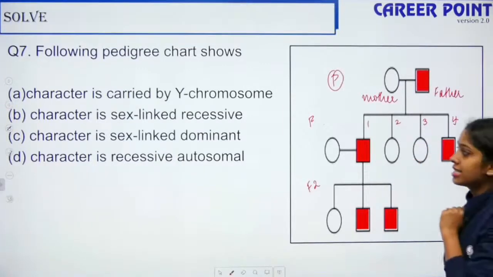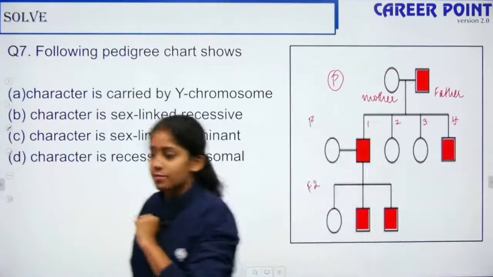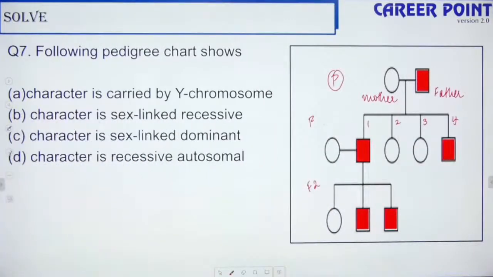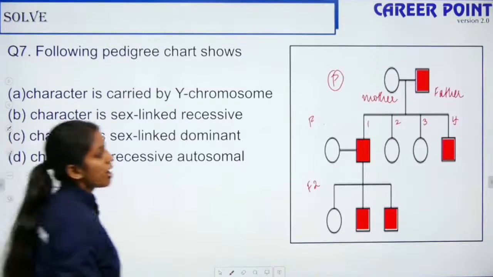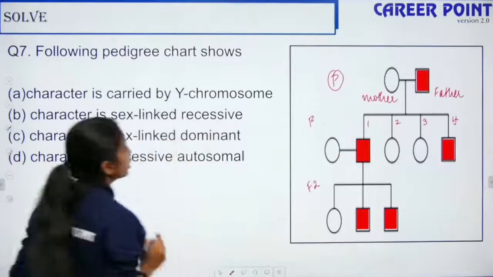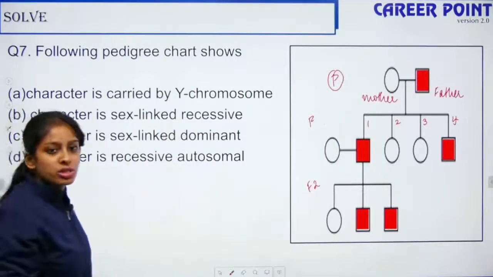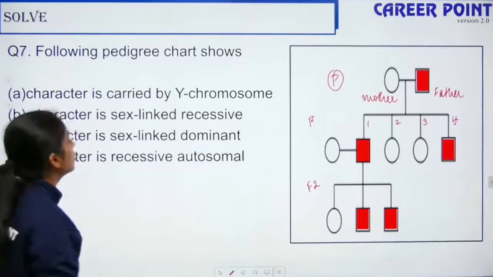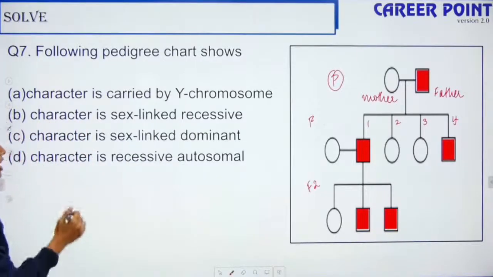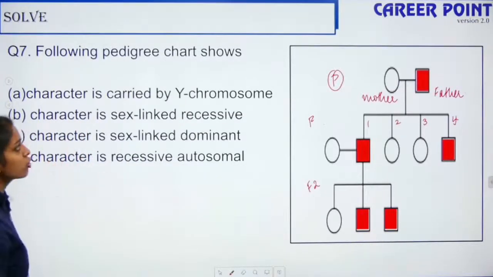So the character is sex linked, which one? Yes, it is sex linked. Okay, so here it is dominant because one parent is affected, right? So it is very clear, if one parent is affected, then it is a dominant condition. But from father, it is only moving to sons. It is not moving to daughter, right? So it cannot be a recessive character. So it has to be a dominant character.